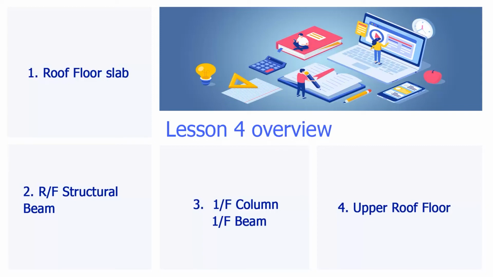Welcome to the Revit tutorial lesson 4. After this lesson, you should be able to draw the whole structural model. We will go to the roof floor plan, and draw the floor slab and beam first. Then we will jump back to the first floor to create the column and beam. Finally, we will create the room on upper roof floor.